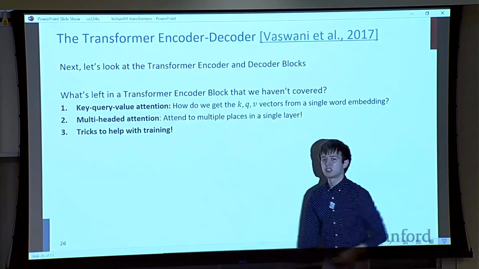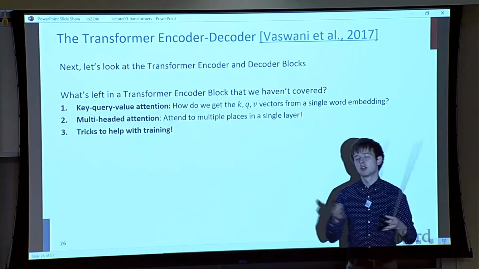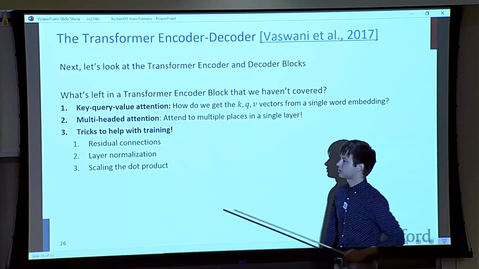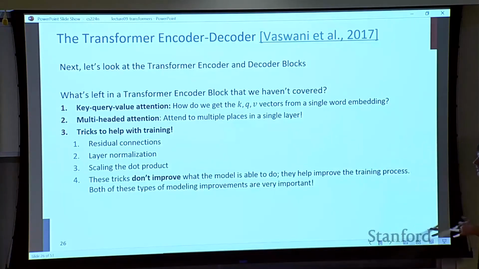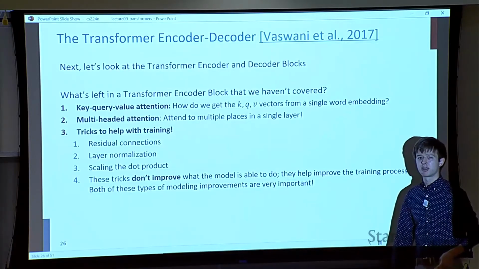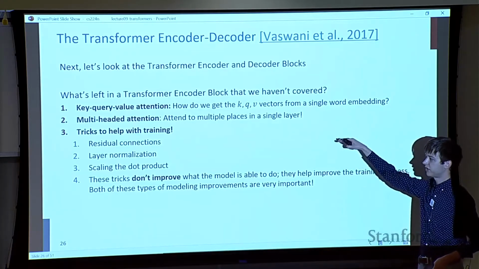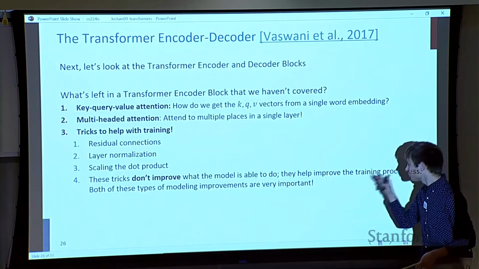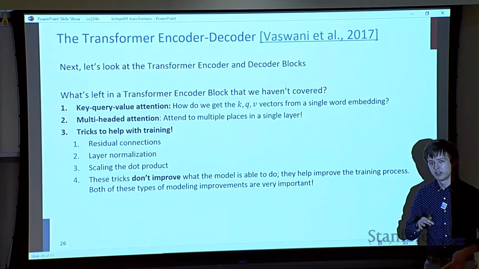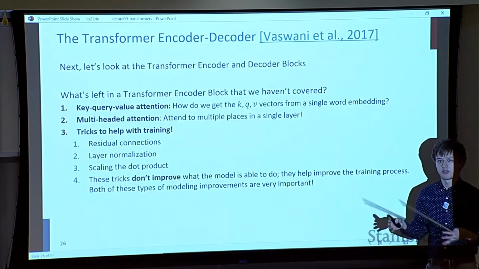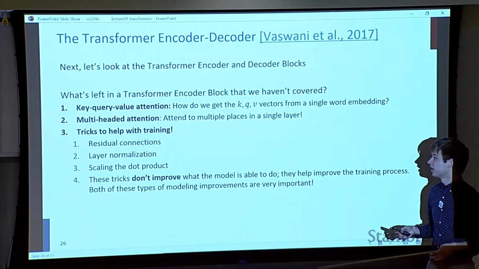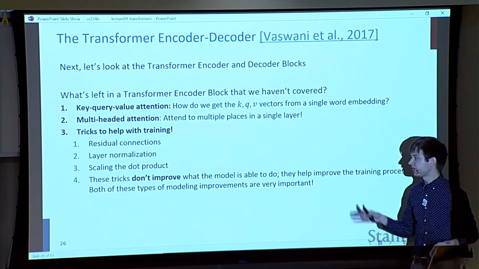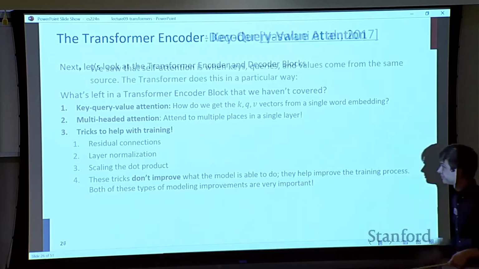And then there's a bunch of things that just help with training. These seemed like they were very hard to train at first. A lot of these tricks are very useful. So we'll talk about residual connections, layer normalization, and scaling the dot product. Everything in bullet point 3 here, tricks to help with training, don't improve what the model is able to do. But they're crucial in that they improve the training process. So modeling improvements of both kinds are really, really important. It's good that we're using self-attention, which has these cool properties. But if we couldn't train it, it wouldn't be useful. OK.